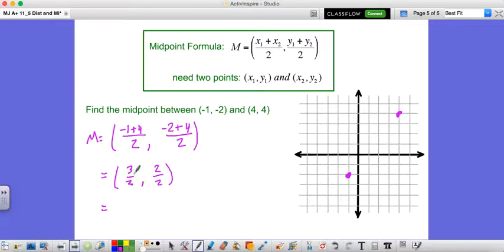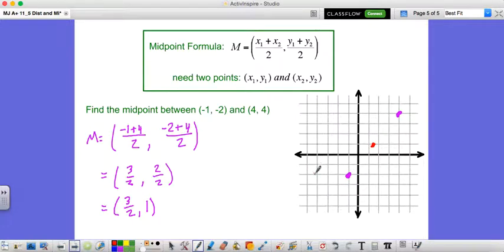Now, 3 over 2 we can't simplify. That's just 1.5. So we'll just leave that as 3 over 2. 2 over 2 is just 1. So our midpoint is over 1.5 and then up 1. And you see this point is right in the middle of these 2 purple points.